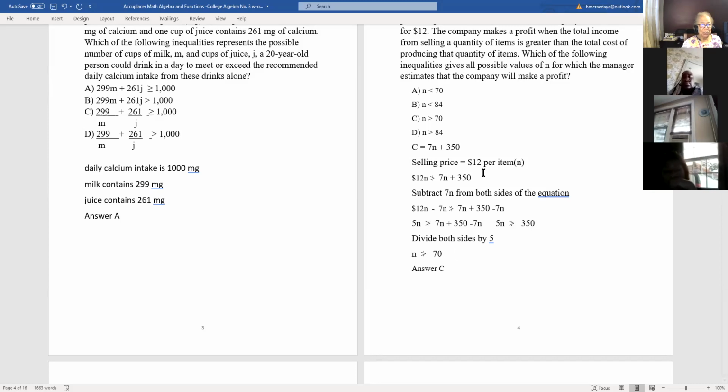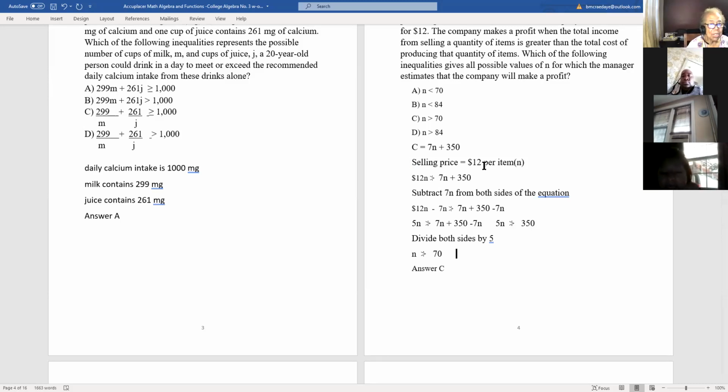Questions? So you've got to set this up first. $12 times the selling price, $12 times your number of items must be greater than the cost of making that number of items, which is 7 times N plus 350. And with an inequality, remember I said you can solve it just like if it were an equal sign. So whatever you do to equations that have equal signs, you can do the same for inequalities, greater than or equal, less than or equal, greater than or less than.